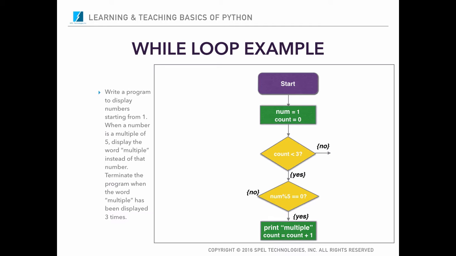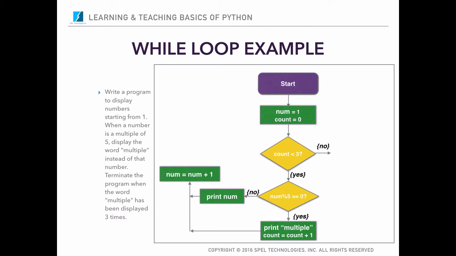But remember that this is a decision box. What if the number is not a multiple of 5? Then the condition will be false, and in that case we will print out the number directly. So the operation that is executed is print num. After this, we will have to increment the number num. So we will then check the next number. You can see that these operations then lead to the next operation, which is num equals num plus 1. So we are incrementing the number.